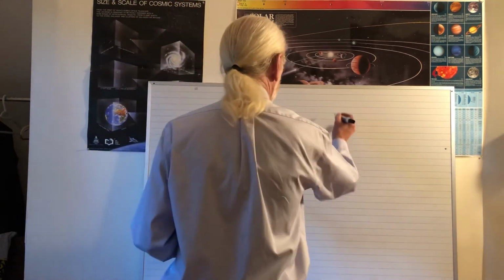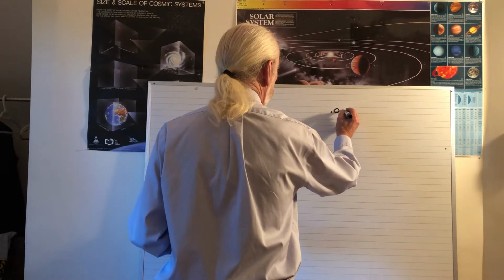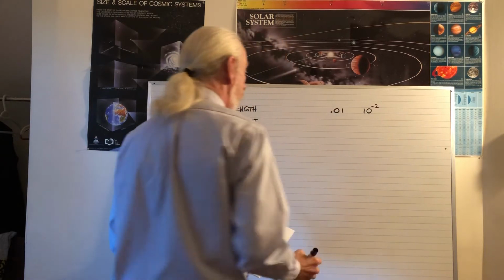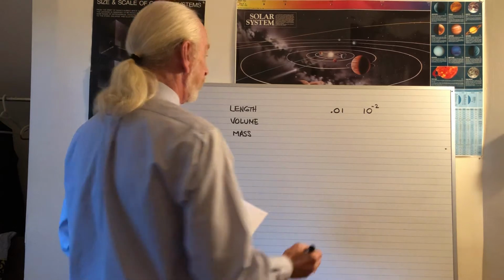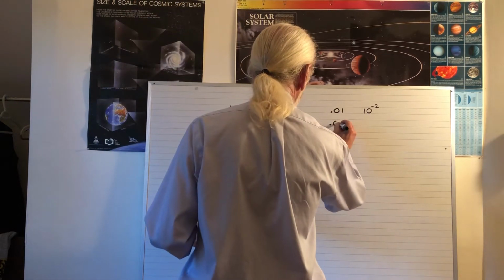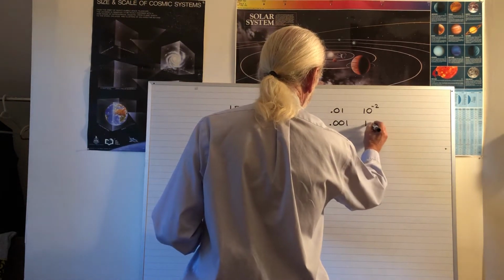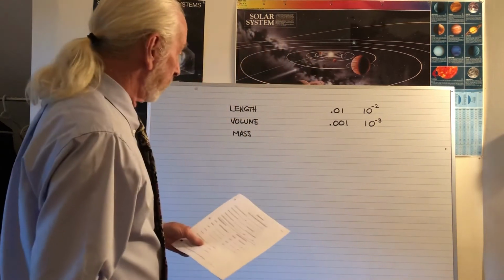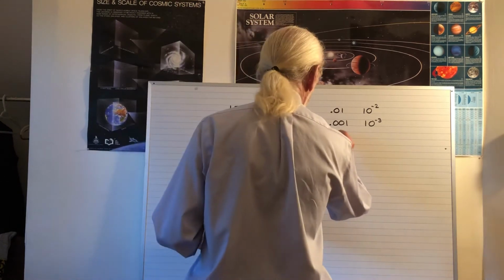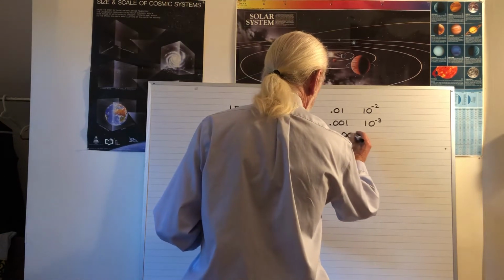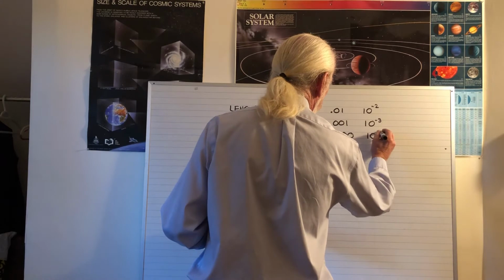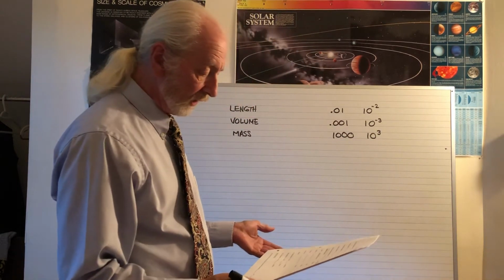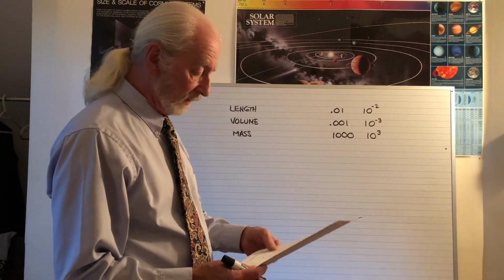Centi. Centi is 0.01, or more importantly, 10 to the negative 2. Milli is 0.001, or 10 to the negative 3. Kilo is 1,000, 10 to the third.